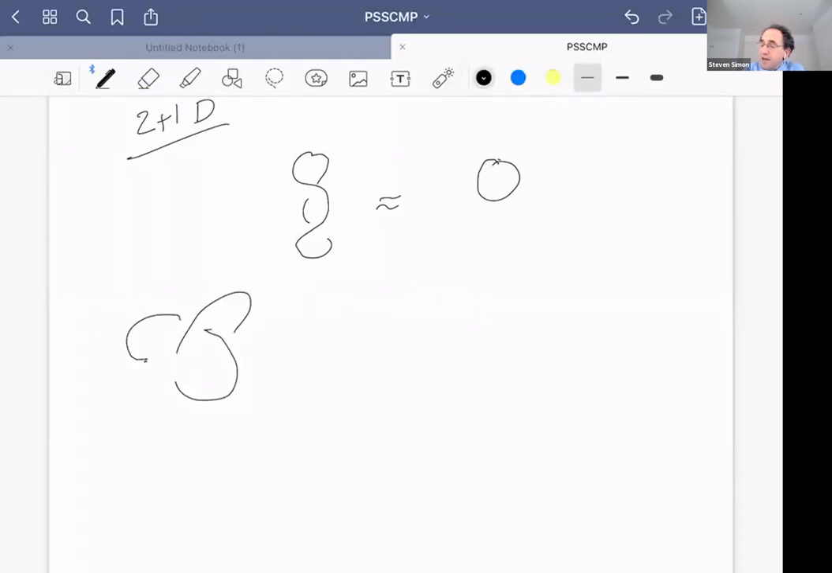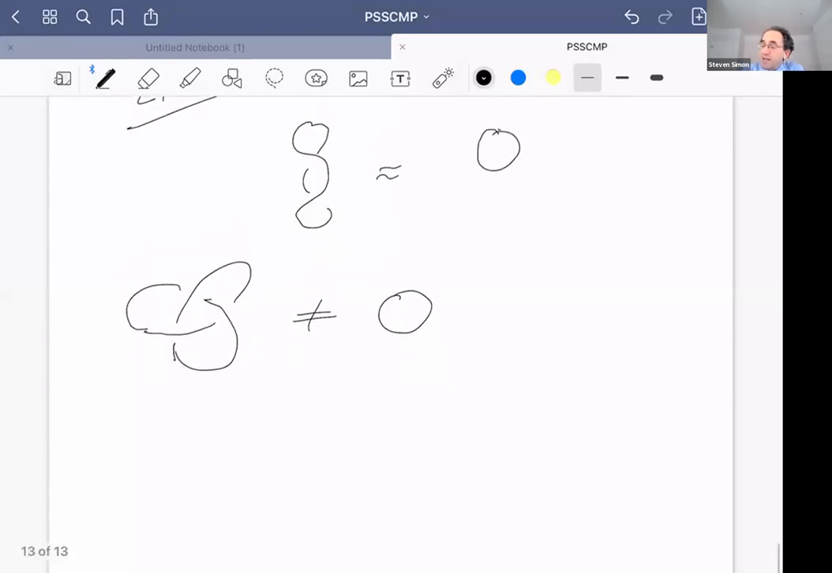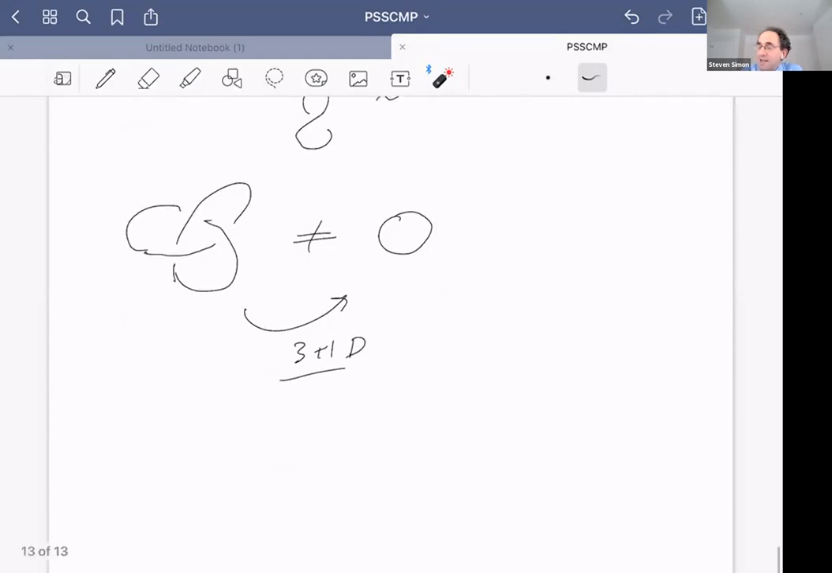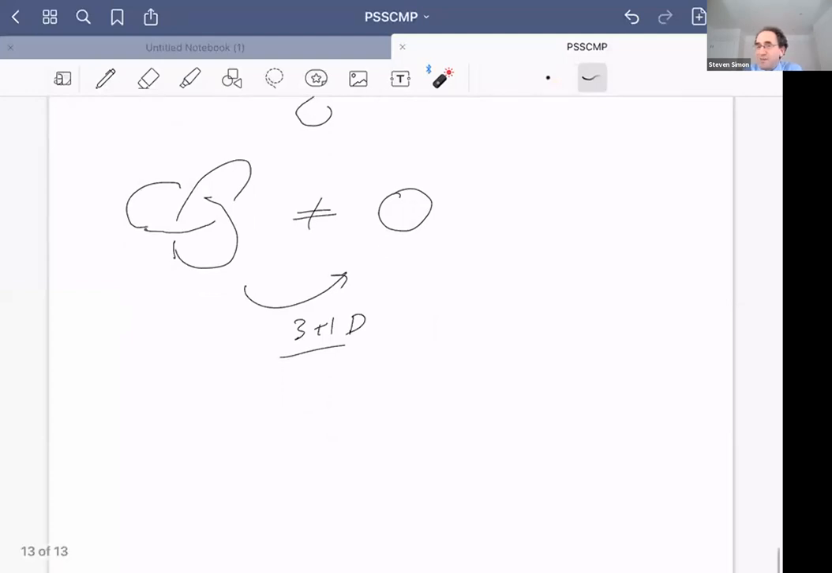Let's do this. In 2+1D, this thing is fundamentally knotted. There's no way; this thing is definitely not equal to this. You can't undo that knot without scissors. But in 3+1D, these things are the same. You can continuously deform this thing into this thing in 3+1D without cutting anything. Some people find that statement entirely obvious, and other people find that completely obtuse. So let me try to explain why that's true.